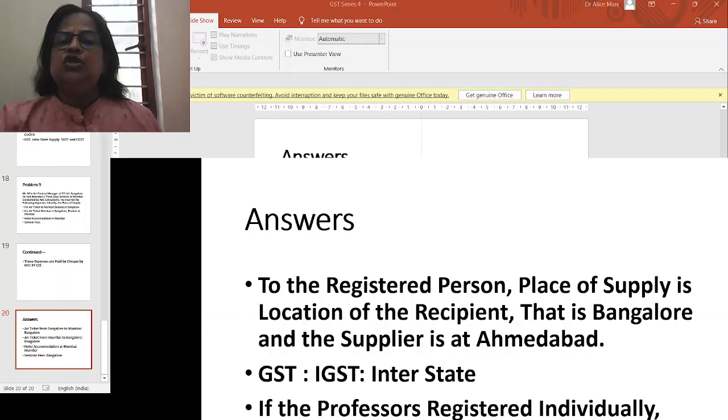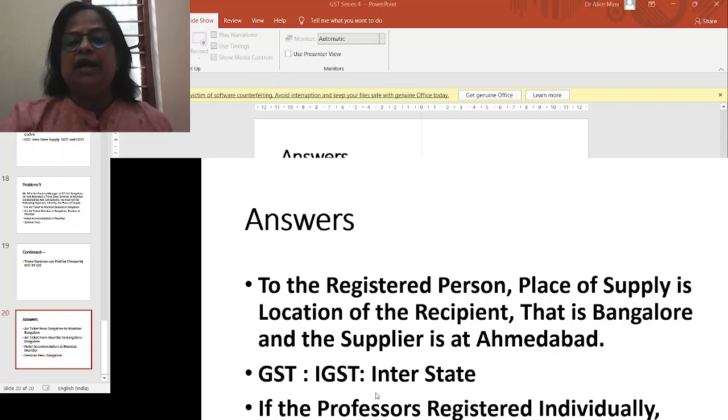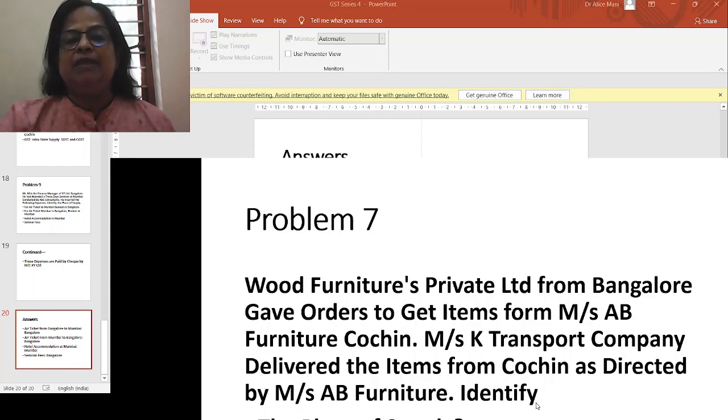So first is, to the registered person, that is the university, place of supply is location of the recipient, that is Bangalore, and the supplier is at Ahmedabad. So GST is IGST. So that is Karnataka and Gujarat, that is interstate. But if professors registered individually, place of supply is location of the supplier, Ahmedabad, and supplier is also from Ahmedabad, then it will become intrastate within Gujarat. GST will be intrastate, CGST and SGST will be applicable.